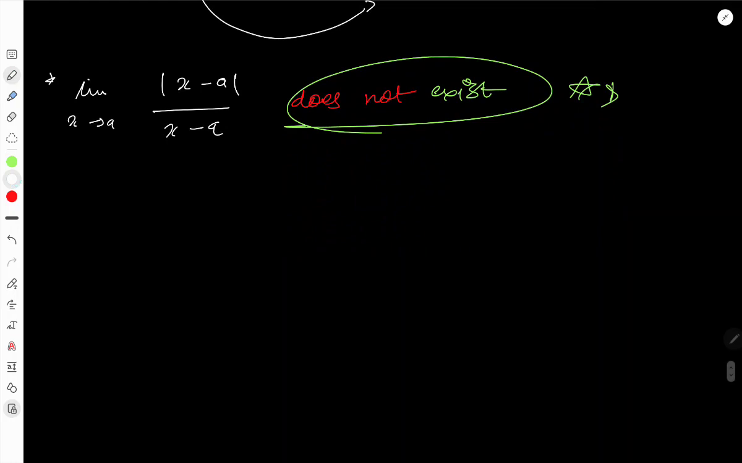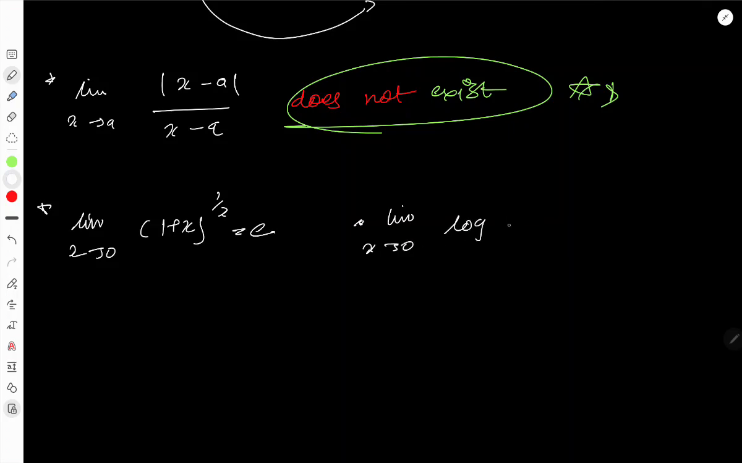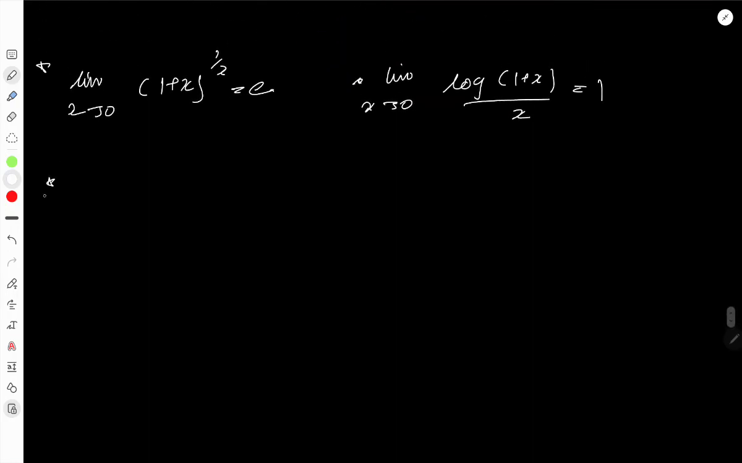This is very important. Then this formula is again important. Limit x tends to 0, (1 plus x) to the power 1 by x equals e. And if we put a log on the left side, it can be written as limit x tends to 0 of log of (1 plus x) by x is equal to 1. And now let's put an unknown in this, like a constant.